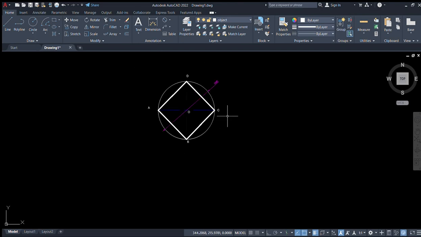That's how you inscribe a square in a given circle.